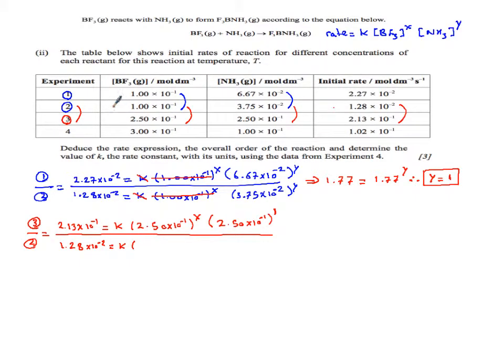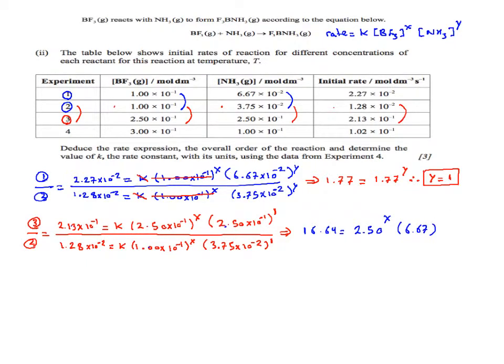The concentration of BF3 for experiment 2 is 1 times 10 to minus 1 raised to power X. The concentration of ammonia is 3.75 times 10 to minus 2 raised to power 1. Let's do our divisions and see what we get. These two numbers divided will give me 16.64. 2.5 times 10 to minus 1 divided by 1 times 10 to minus 1 is 2.5 raised to power X, multiplied by 2.50 times 10 to minus 1 divided by 3.75 times 10 to minus 2, which is 6.67.